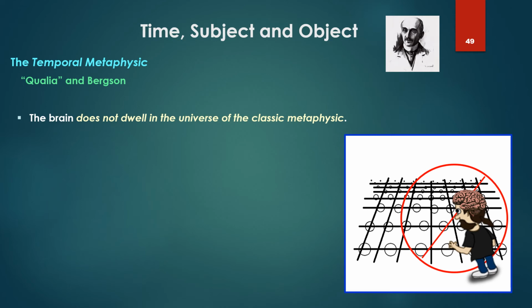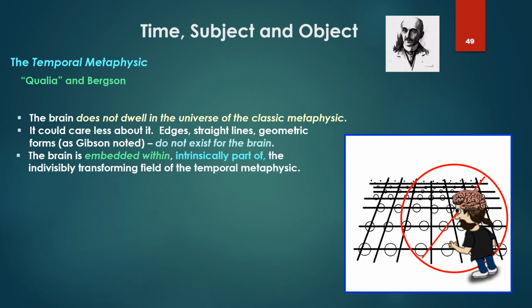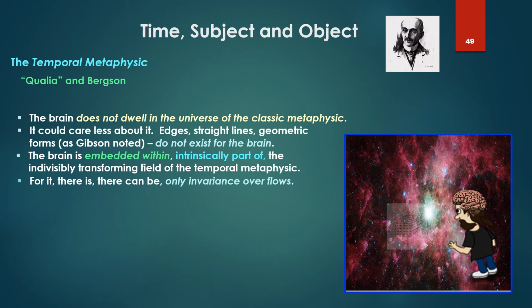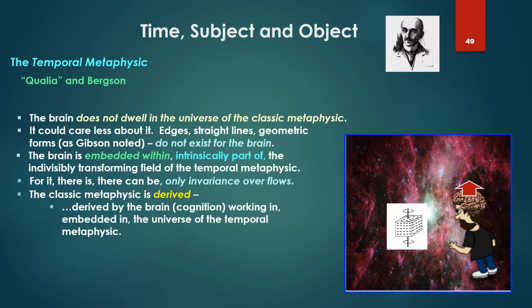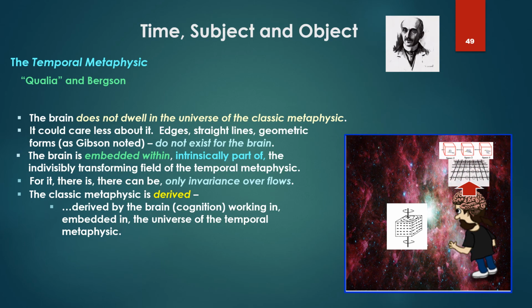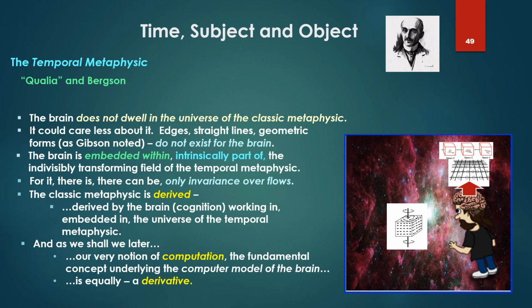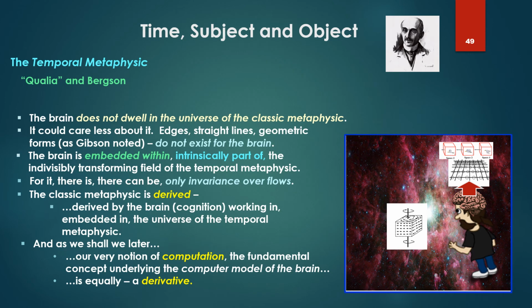The brain does not dwell in the universe of the classic metaphysic. It could care less about it. Edges, straight lines, geometric forms, as Gibson noted, do not exist for the brain. The brain is embedded within and intrinsically part of the indivisibly transforming field of the temporal metaphysic. For it, there can be only invariance over flows. The classic metaphysic is derived. It's derived by the brain working in, embedded in, the universe of the temporal metaphysic. As we'll see later, our very notion of computation, the fundamental concept underlying the computer model of the brain, is equally a derivative.